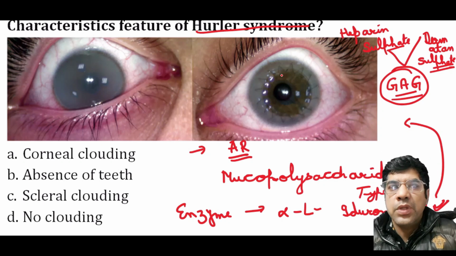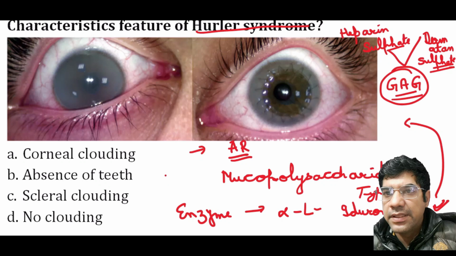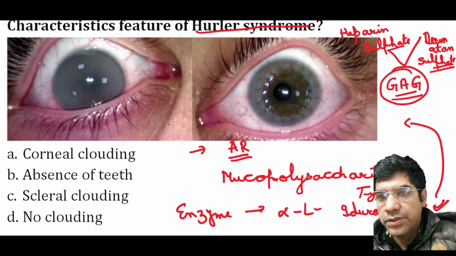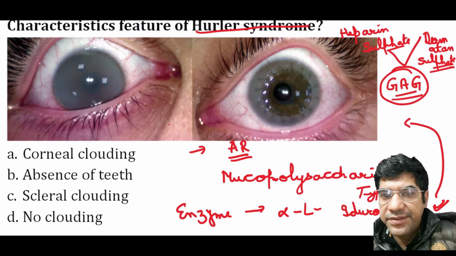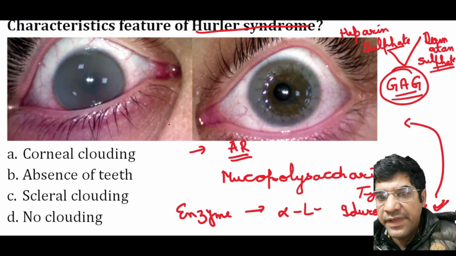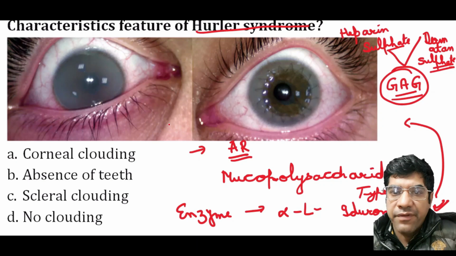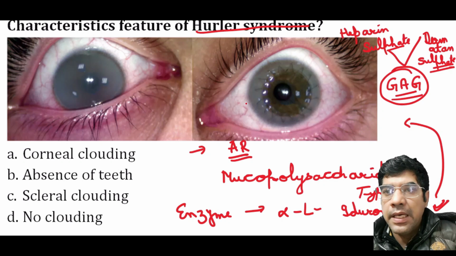Now let us move to the clinical features. First of all, you can see skeletal abnormalities. The patient may exhibit skeletal abnormalities like short height, joint stiffness, and multiple abnormal development of bones. Apart from that, you may see facial features like broad nose, thickened lips, etc. Apart from that, the internal organs, including the heart, liver, and spleen, may be enlarged.